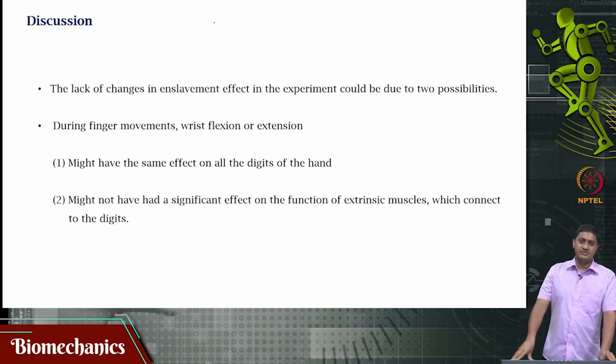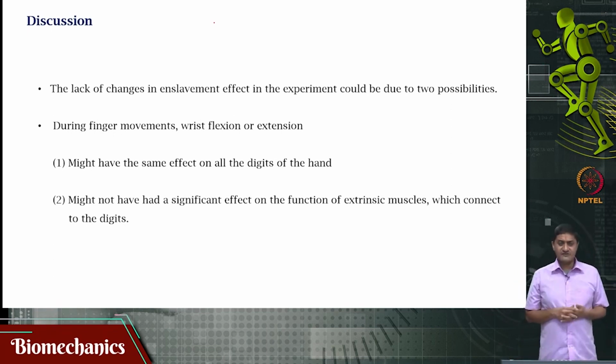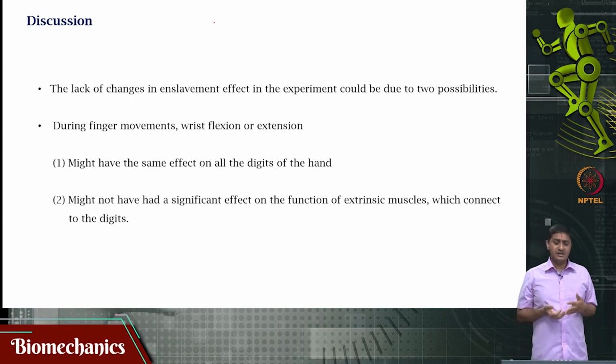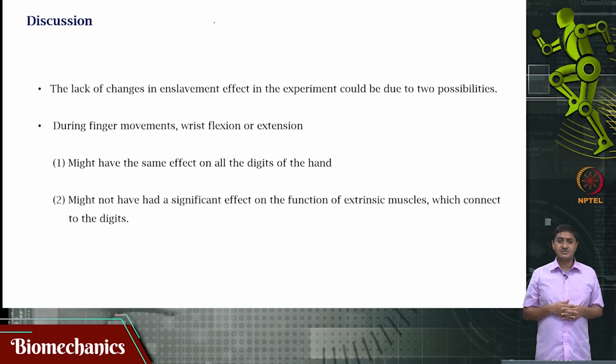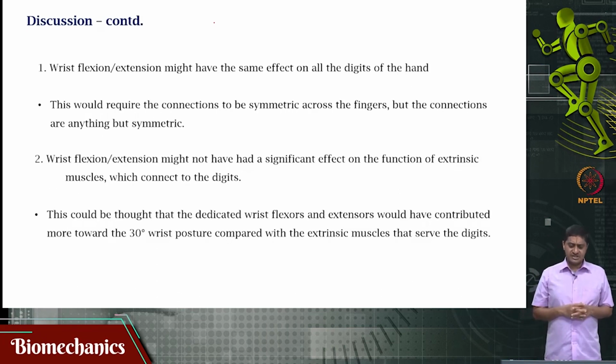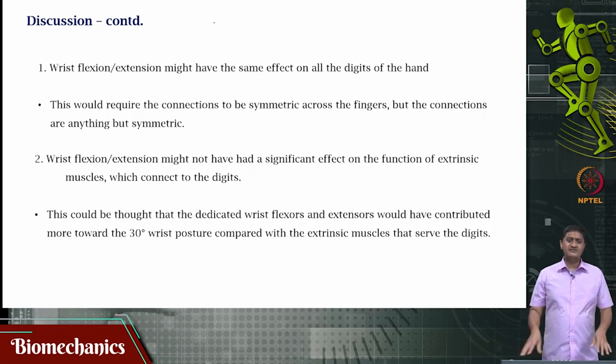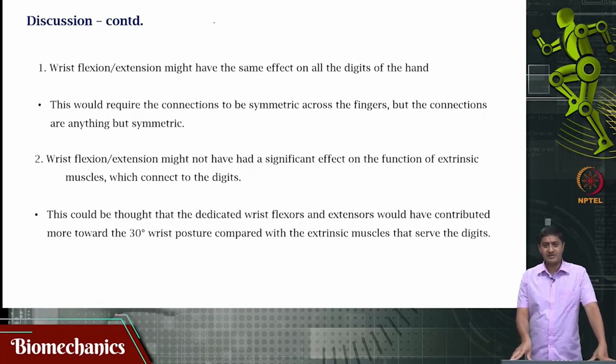This could be because of two possibilities. Maybe wrist flexion and extension had the same effect on all the digits of the hand, or it might not have had any huge difference on the function of the extrinsic muscles that connect to the digits. If wrist flexion and extension had the same effect on all the digits, that would mean the connections would be symmetric across fingers.